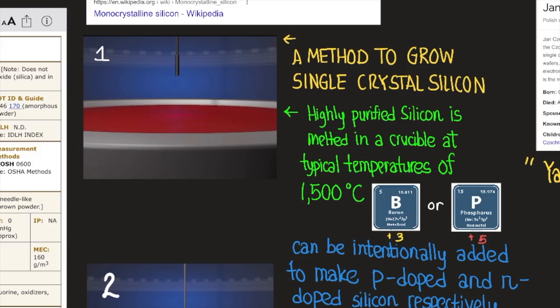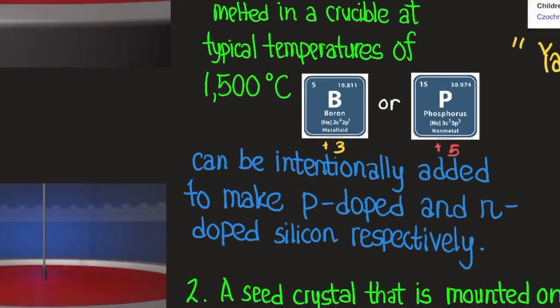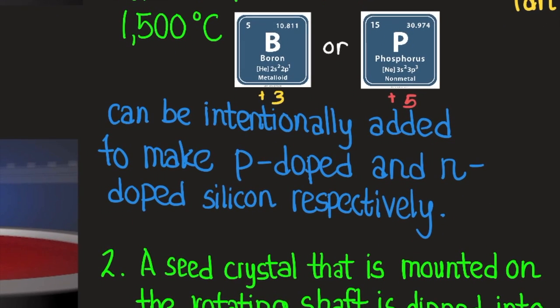So step number 1, a method to grow single crystal silicon. Highly purified silicon is melted in a crucible at typical temperatures of 1500 degrees Celsius. So it's usually doped with boron or phosphorus because boron has a +3 charge and phosphorus has a +5 charge, and that causes a relative potential difference for the transistors that we are trying to build within the semiconductor itself, which is why we're actually using the silicon, because it can be doped with other elements that give it a potential different charge on the same crystal. So this can be intentionally added to make p-doped and n-doped silicon respectively.